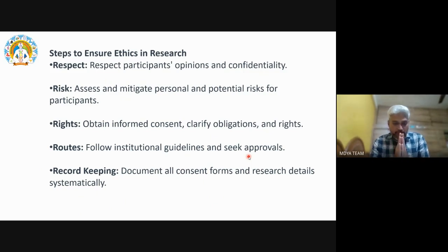That is very important. Record keeping: document all consent forms and research details systematically. So it is very important that whatever you get, approvals, consent, there should be a record of it.